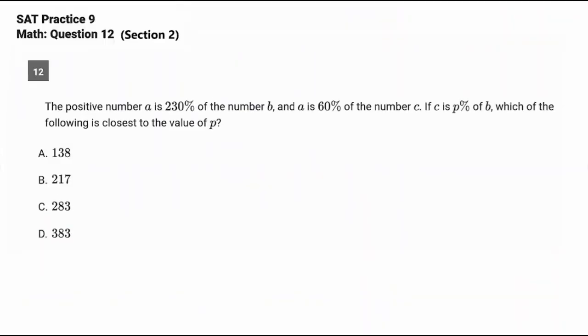We're on SAT Practice Test 9, Math Section 2, Question 12. What's the level of difficulty? It's hard. The positive number a is 230% of the number b, and a is 60% of the number c. If c is p% of b, which of the following is the closest to the value of p? So what are we looking for?